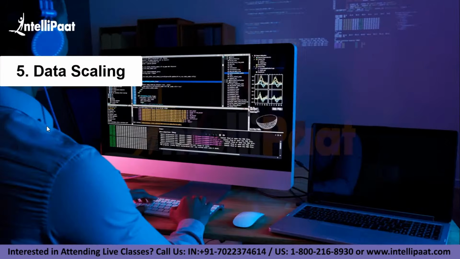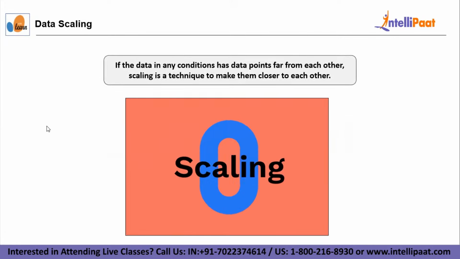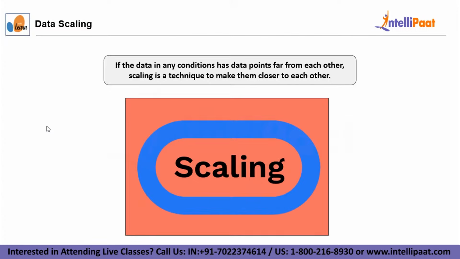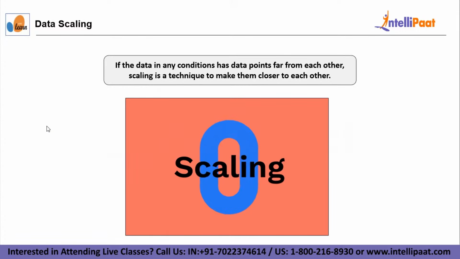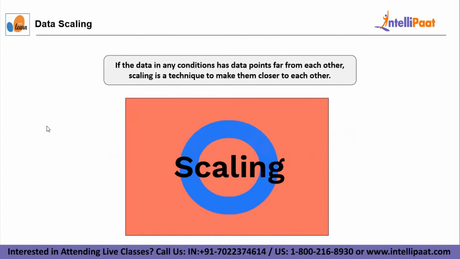So if the data in any condition has data points far from each other, scaling is a technique to make them closer to each other. Or in simpler words, we can say that scaling is used for making data points generalized so that the distance between them will be lower. As we know, most of the machine learning models learn from the data by the time the learning model maps the data from the input to output.